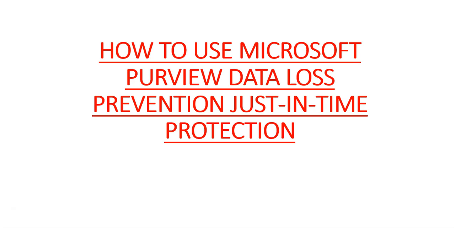Hi, my name is Ashish, and in this video we will see how to use Microsoft Purview data loss prevention just-in-time protection. We can use endpoint data loss prevention just-in-time protection to block all egress activities on monitored files while waiting for the policy evaluation to successfully complete. When just-in-time protection is enabled and while policy evaluation is processing, endpoint DLP blocks all egress activities for each user whose account is in the selected scope.